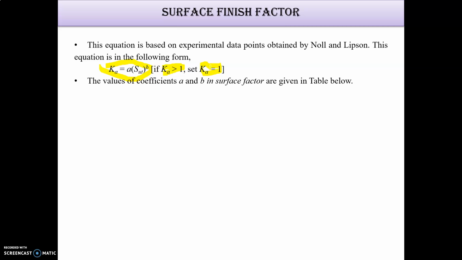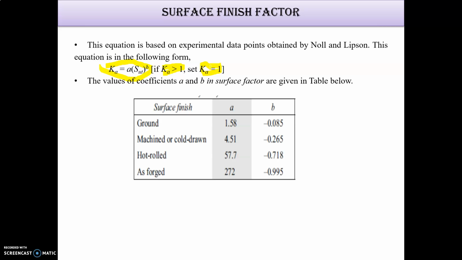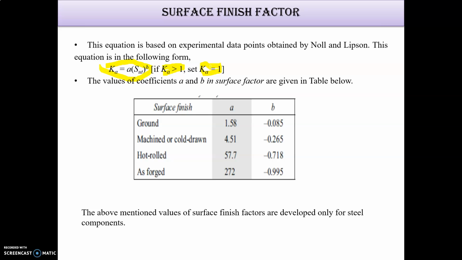So the values of a and b we can get from the table. This is the table for it. For machined or cold rolled, for hot rolled, for forged, for ground. Based on this, you will get the value of Ka. But the Ka value should not be greater than 1. This is only for the steel component. For different material, a different Ka value we will get.